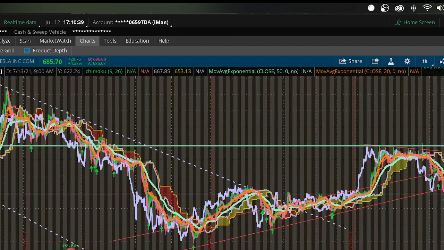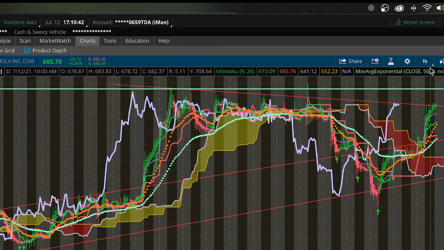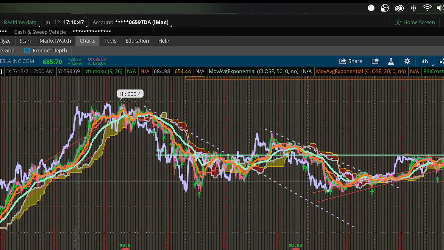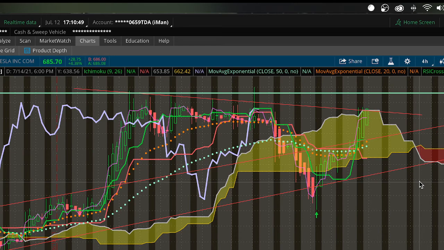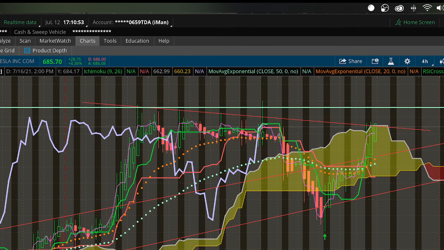But yeah, let's get into it. So we got Tesla right here. I'm on the 1 hour because I was looking at it during intraday. Typically during after hours, I'm looking at the 4 hour and daily chart, maybe the weekly, depending on what stock it is. As you can see, it doesn't really matter what time frame I'm on. It all kind of looks the same. But you can see on the 4 hour, it's kind of pushing.